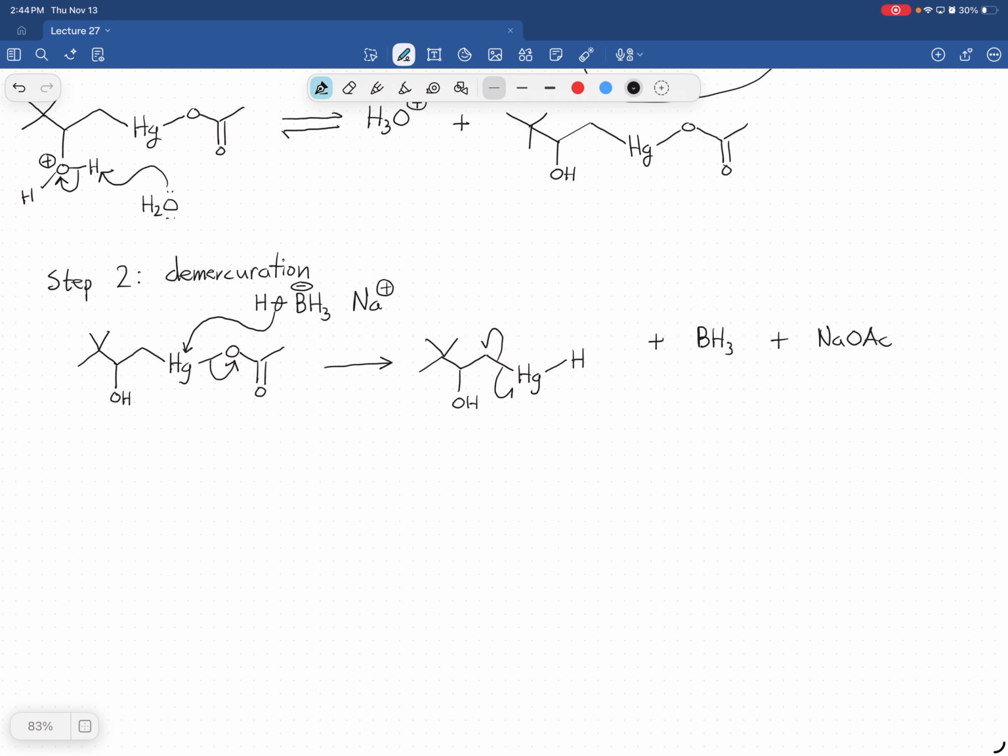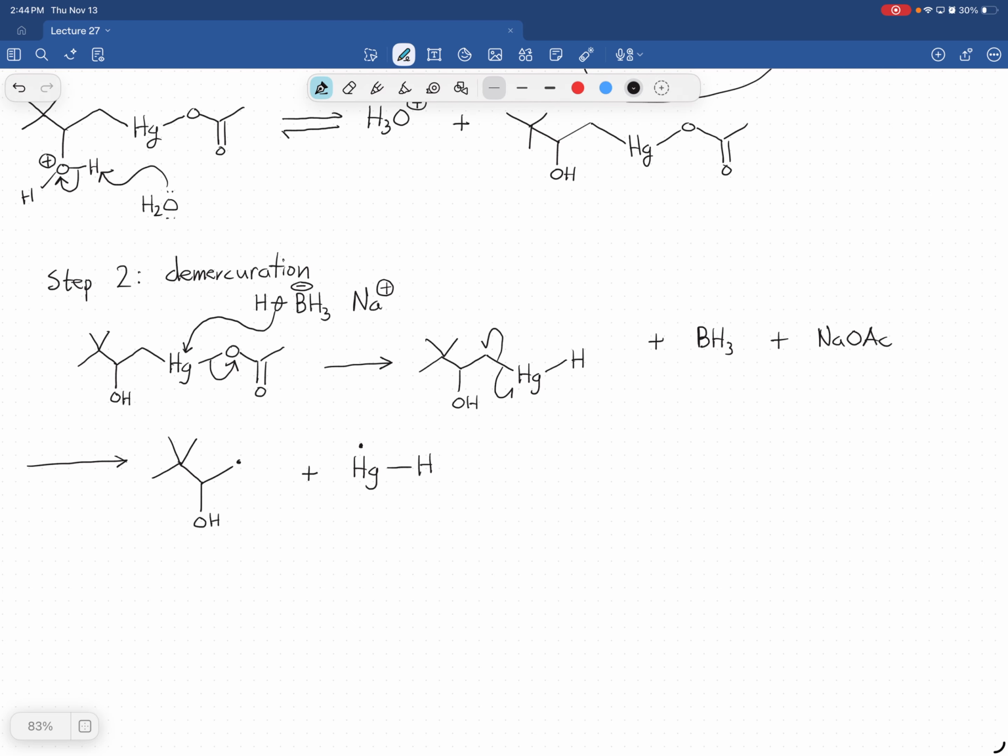All right. And then what this gives you is this intermediate. So this is why this reaction is a pain. You actually get a primary radical, so that's kind of surprising, but what you have here is the mercury with a single electron and a hydrogen bond.